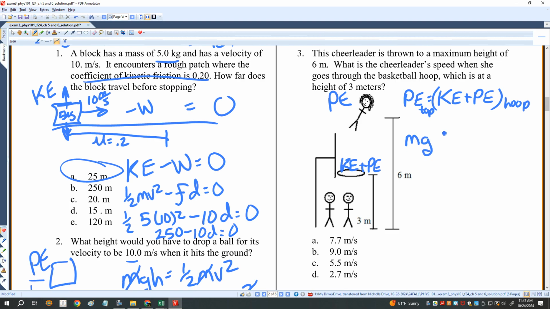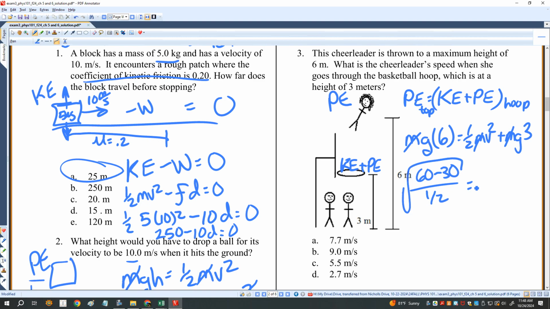M times G times 6 meters equals 1/2 mv squared. I want to know V plus M times G times 3 meters. Those masses go away. That's 60 right here, 30 right here, so 60 minus 30 divided by 1/2, and then square root of that, that's the square root of 60. I get 7.7. A for number 3.